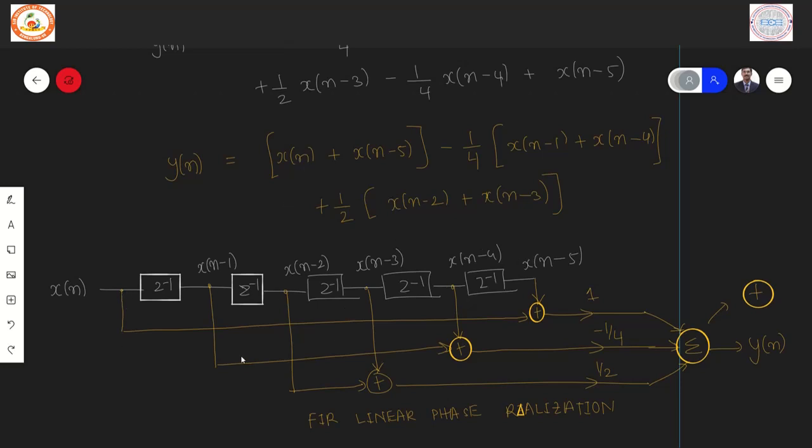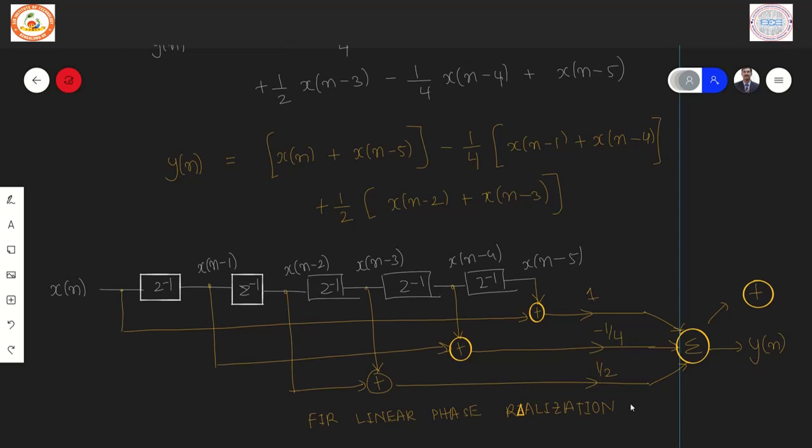So x of n is added with x of n minus 5. So you can see the addition here. Similarly, x of n minus 1 is added with x of n minus 4. X of n minus 2 is added with x of n minus 3. Okay? And these sums are scaled by the common coefficient. So we have the coefficient for this is 1. The coefficient for this is minus 1 by 4. And the coefficient of this is 1 by 2. Therefore, we take the sum, and after taking the sum, the result here is y of n.